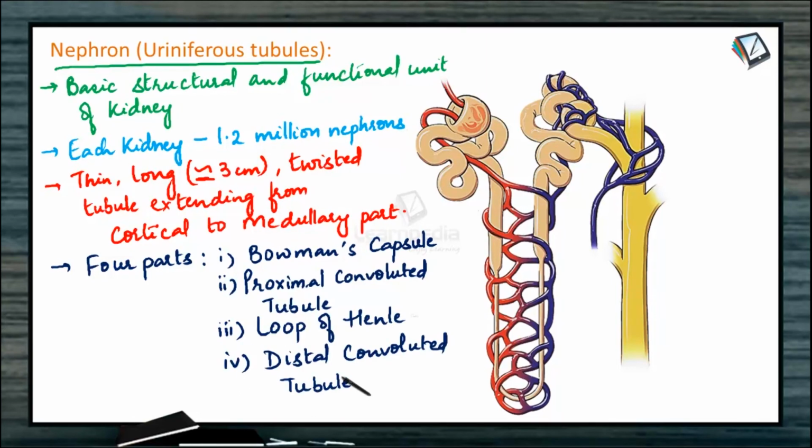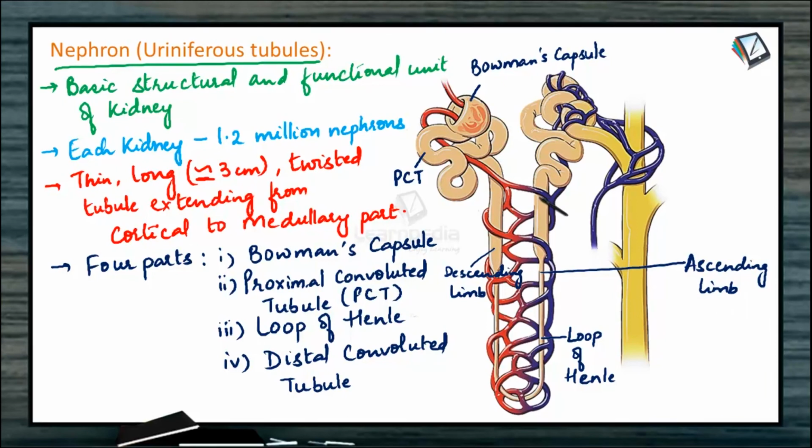So, looking at the diagram, this is the Bowman's capsule. This convoluted tubule, which is proximal to the Bowman's capsule, nearer to the Bowman's capsule, is known as the proximal convoluted tubule. This, which is a loop, a hairpin bend like, is the loop of Henle. This loop of Henle has 2 limbs, the descending limb and the ascending limb. This convoluted tubule, which is away from the Bowman's capsule, is known as the distal convoluted tubule.